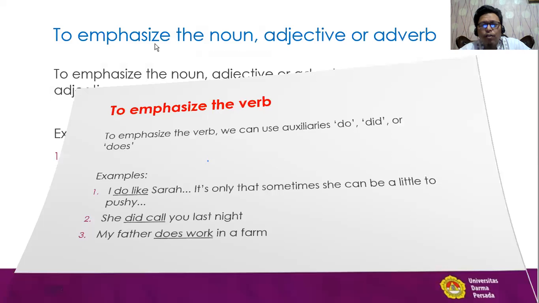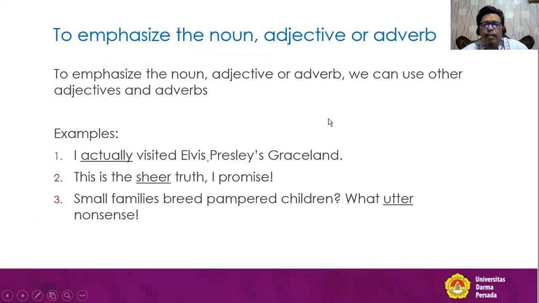To emphasize the noun, to emphasize the adjective, and then to emphasize the adverb. How do we do that? To emphasize the noun, adjective, or adverb, we can use other adjectives, or we can use other adverbs. Everybody look at this one.